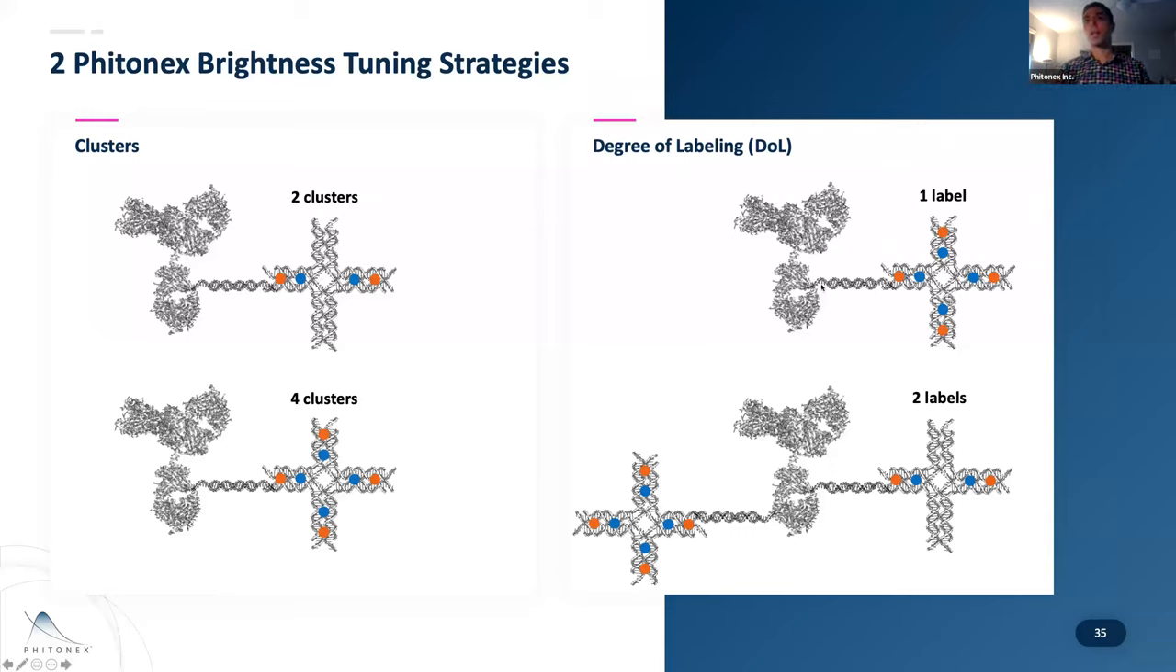And for what it's worth, our conjugation is putting a single-stranded oligo onto an antibody and then binding the complementary strand off of the phyton. So it comes off one of the arms of the phyton. That leads to very interesting conversations around what that means in terms of combined workflows, et cetera. But what's important here is focusing in on how we have two controls on brightness.